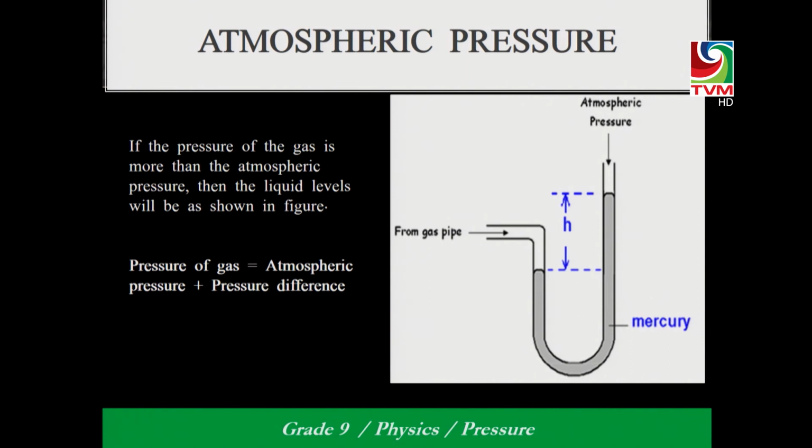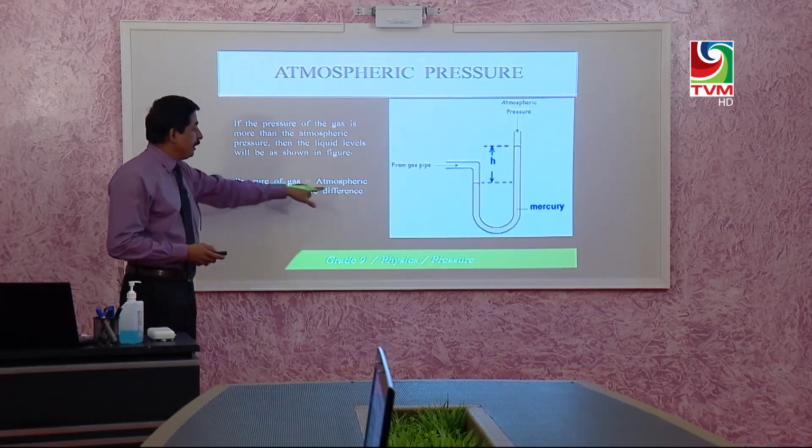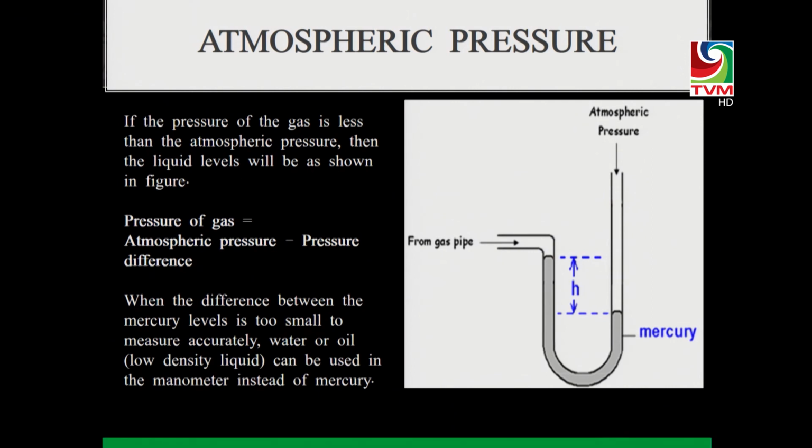If you want to find the gas pressure, it is atmospheric pressure plus the pressure difference. For example, if the difference is 100 millimeter and the atmospheric pressure is 760 millimeter of mercury, then 760 millimeter plus the difference in height 100 gives 860 millimeter of mercury as the pressure of the gas supply. Now, the third case, look at this one.